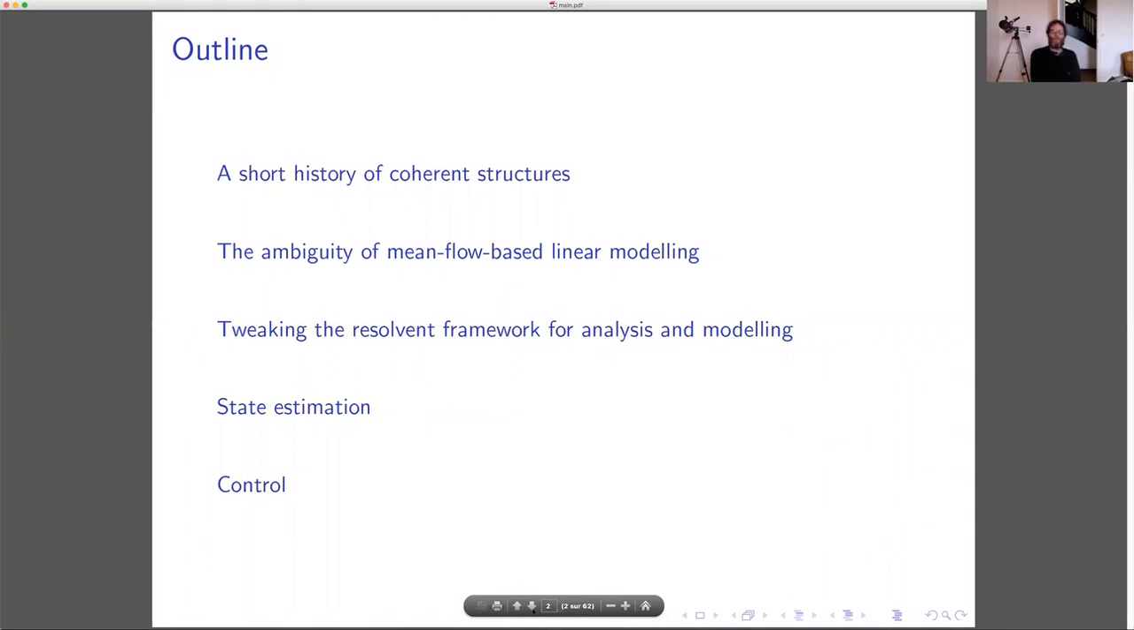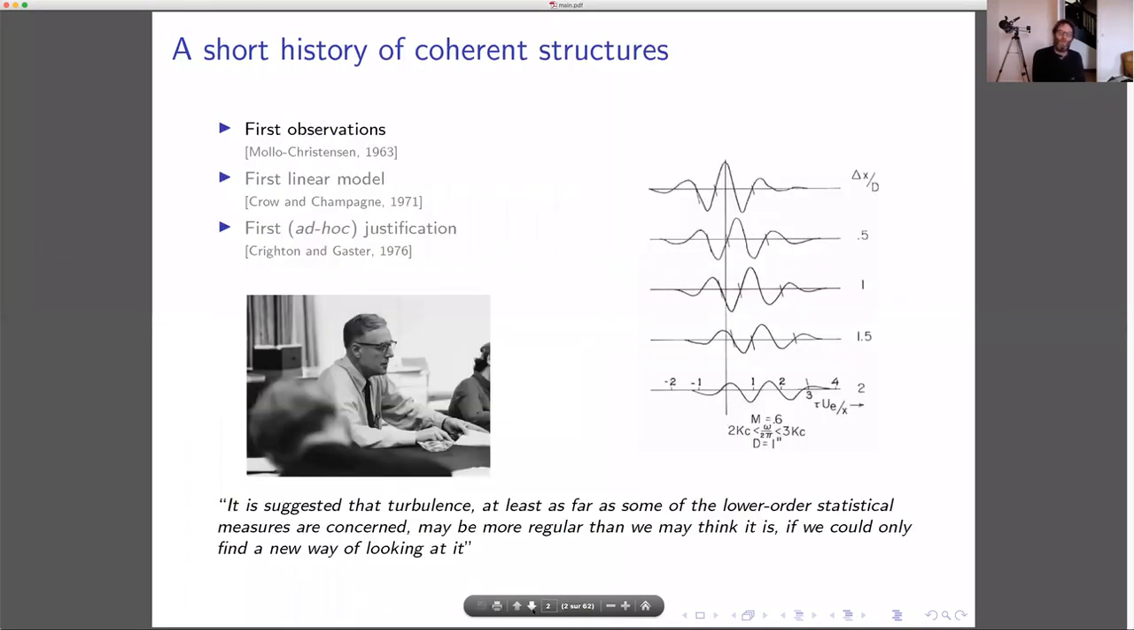So the history, I've got about 5 slides on this. The first observation, I think, of coherent structures in turbulent shear flow in general should be credited to Erik Møller-Christensen, who's a prof at MIT. Here he put 2 microphones in the hydrodynamic pressure field of a turbulent jet, and he saw these wavy signatures extended over scales much greater than the integral scales of the turbulence. And so based on that, he suggested that we possibly need a new way of looking at turbulence with respect to these regular patterns. And I guess this talk is all about this new way of looking at turbulent shear flow.